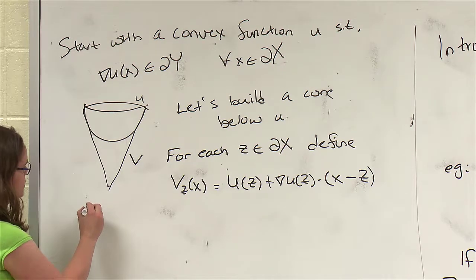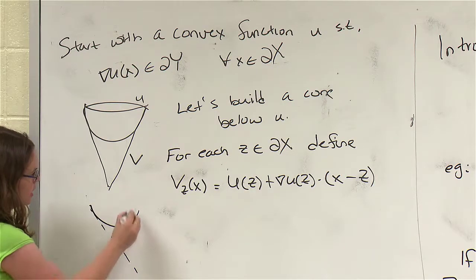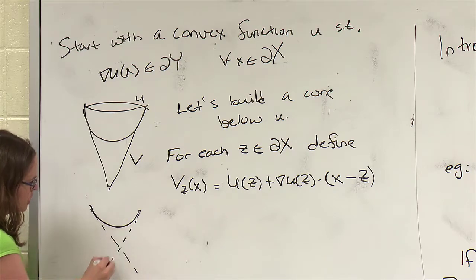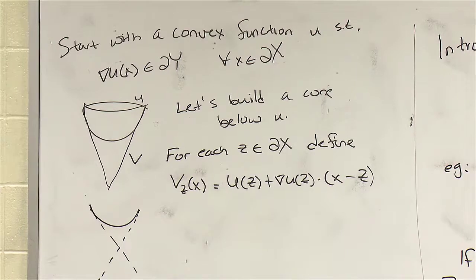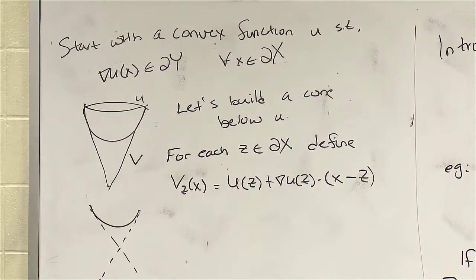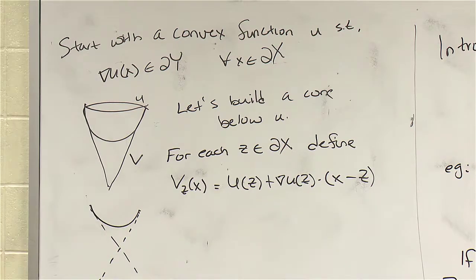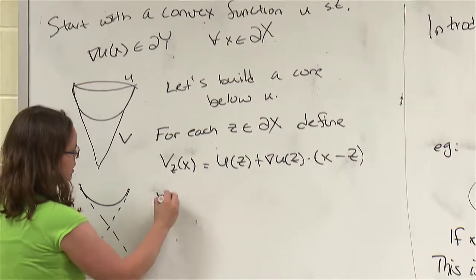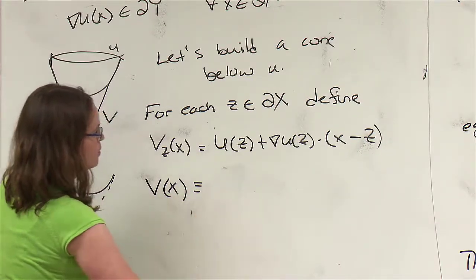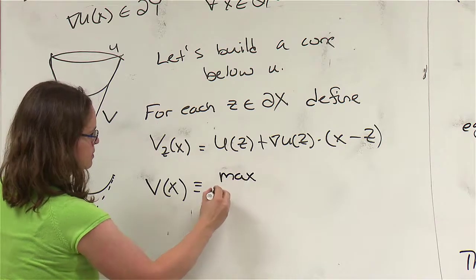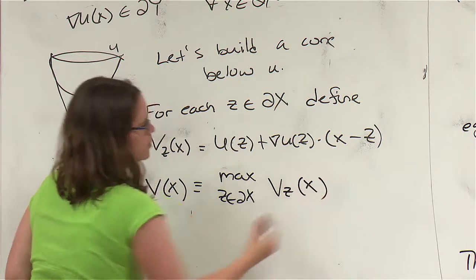All right, if I happened to be in 1D, what would happen? At this boundary point, I would draw this line, and at this boundary point, I would draw this line. Obviously, in higher dimensions, there's a lot more hyperplanes. And now I'm going to take the maximum of all of these. So the maximum is going to be this cone here. So I'm going to define v of x to be, it doesn't even have to be the supremum, it can be the maximum of all of these hyperplanes.